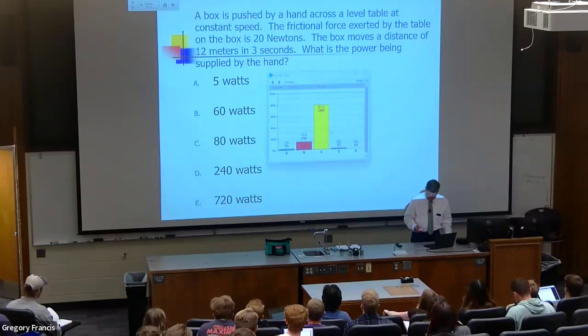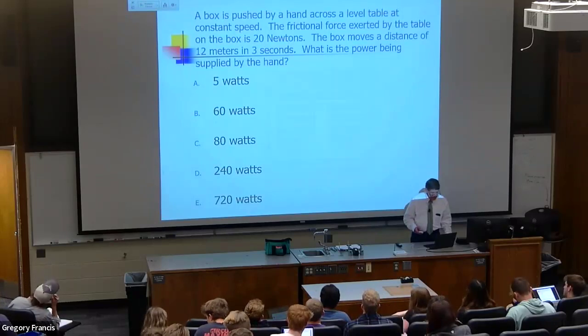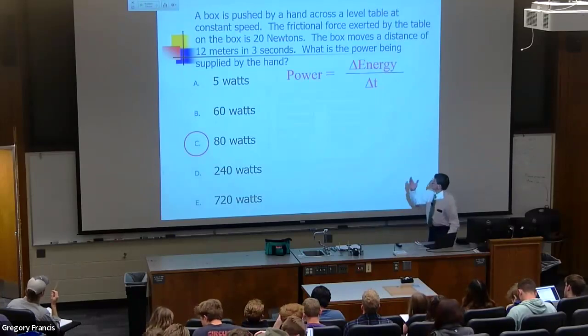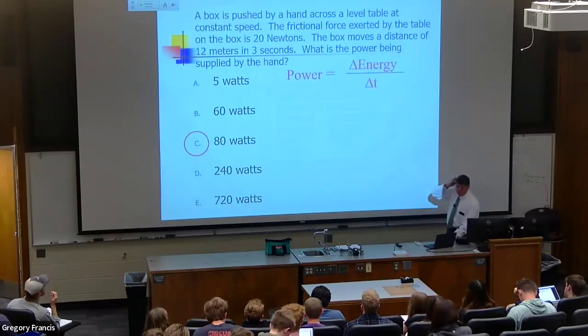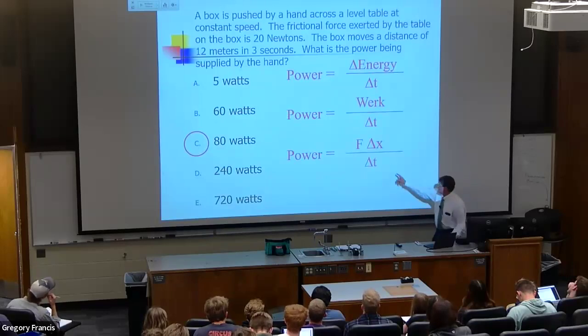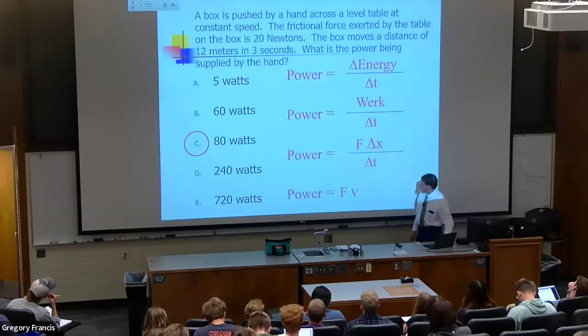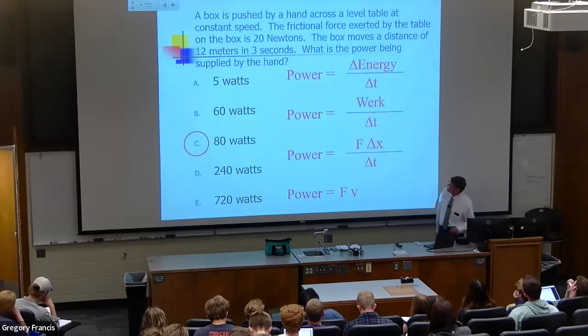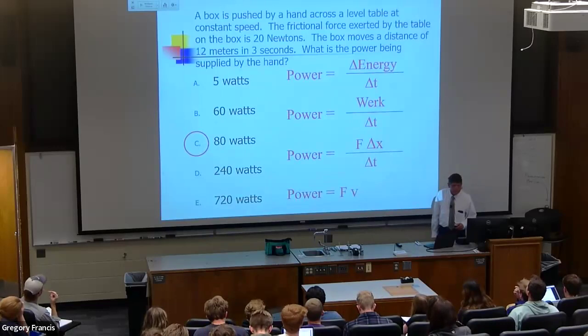Good, good, okay. The answer is indeed 80 watts. And again, power is just the change in energy divided by the number of seconds that it takes. And that's the work divided by the time. And the work is the force times the distance. If I combine this together, I get the force times the velocity. And the velocity in this case is 4 meters per second times the 20 meters, the 20 newtons rather. And that gives me 80 watts.